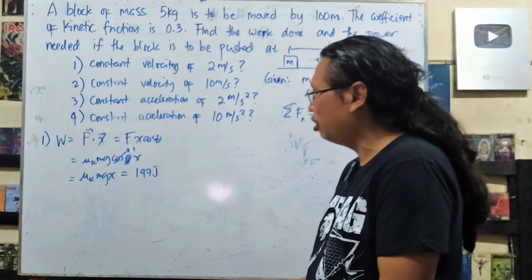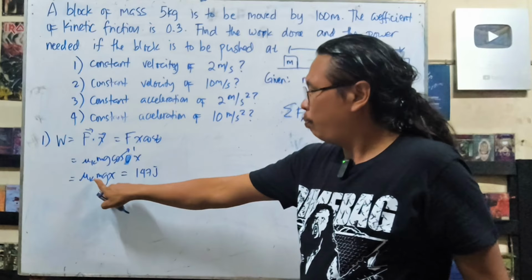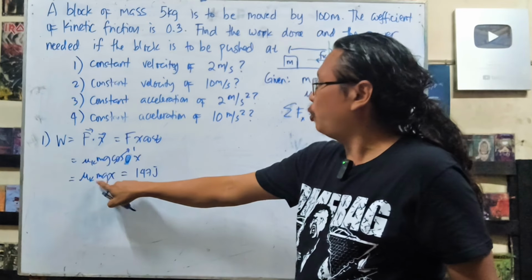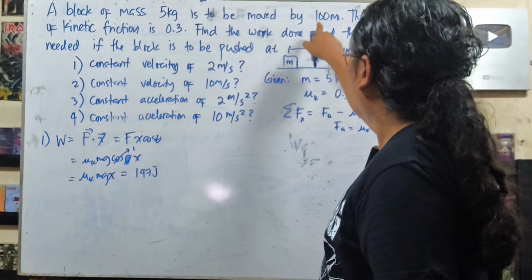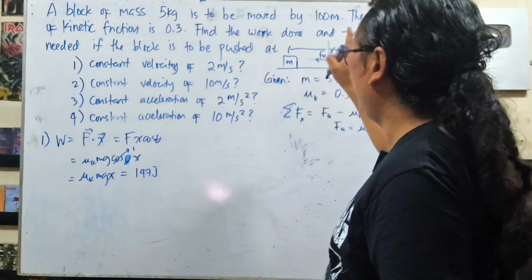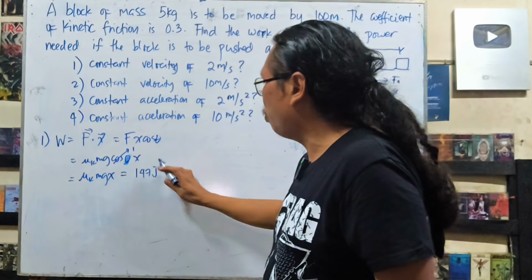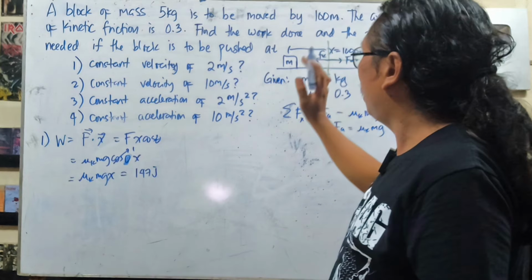I don't have a calculator. 5 times 9.8, 49 times 10. No, sorry, it's 100. So 49 times 100, that would be 4,900.